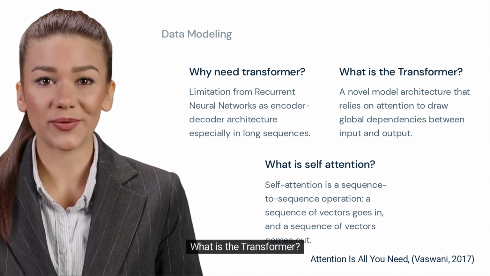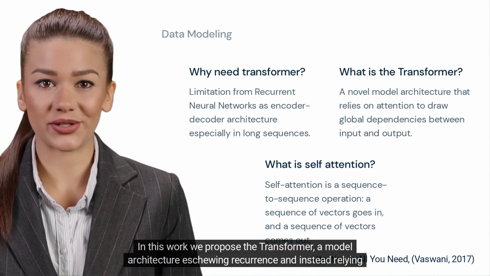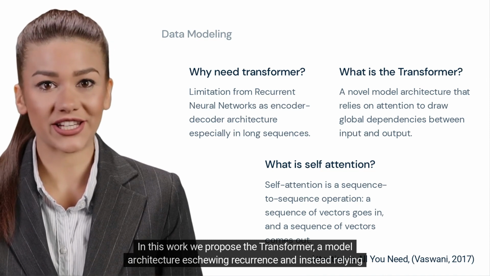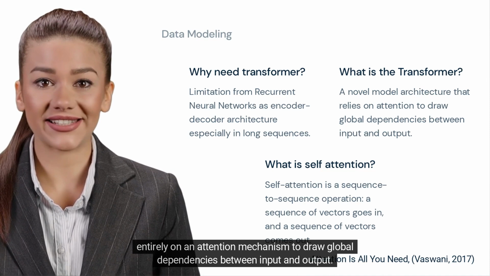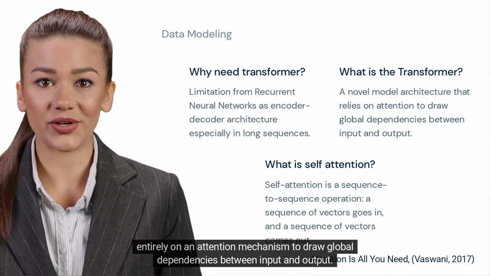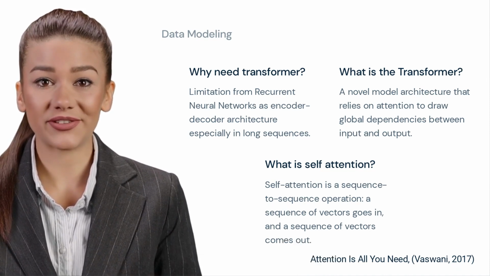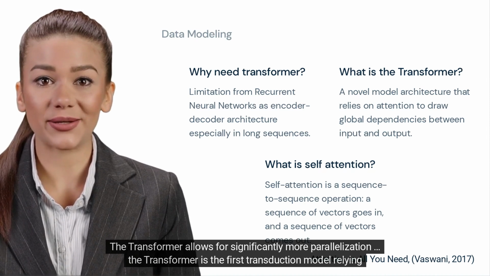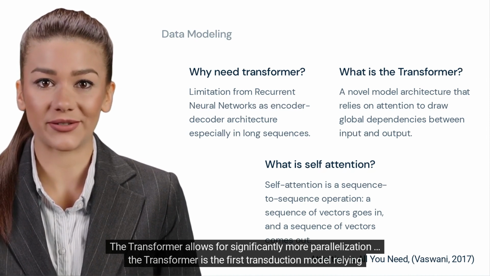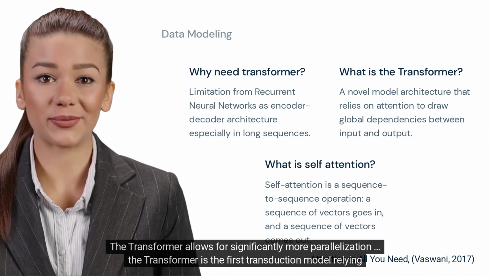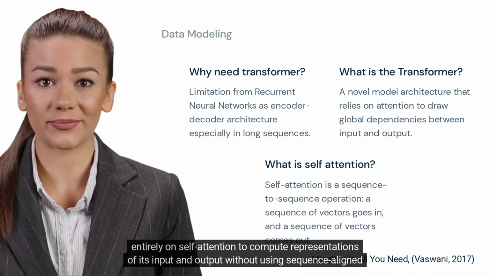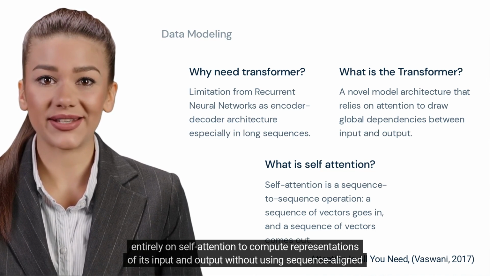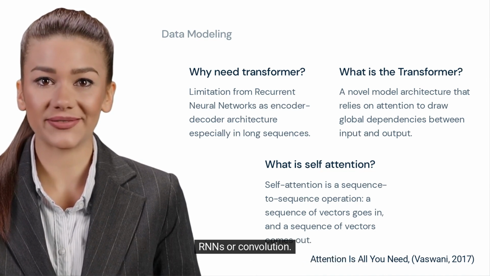What is the transformer? In this work we propose the transformer, a model architecture eschewing recurrence and instead relying entirely on an attention mechanism to draw global dependencies between input and output. The transformer allows for significantly more parallelization. The transformer is the first transduction model relying entirely on self-attention to compute representations of its input and output without using sequence-aligned RNNs or convolution.